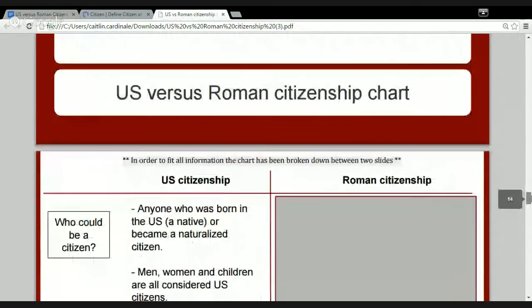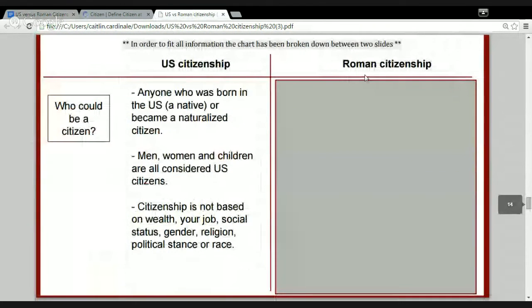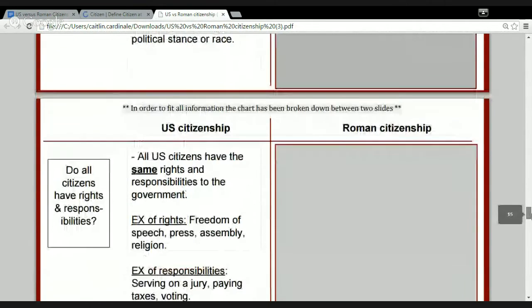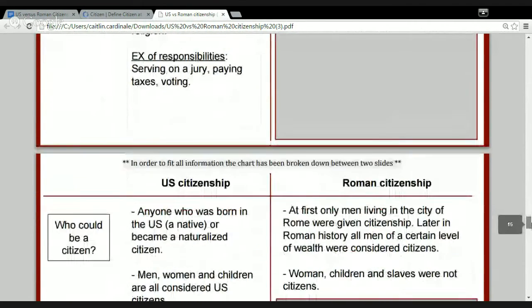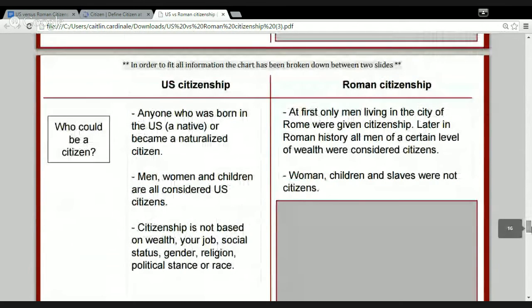So let's take a look. Here we go, this is our chart. You'll see in my presentation, I've divided it between 2 slides so it fits better and we can see easier. Now our Roman citizenship side is blank. Our U.S. side is filled in. So let's get started. In ancient Rome, only men living in the city of Rome were given citizenship at first. Later on in Roman history, all men of a certain level of wealth were considered citizens. But in contrast to the United States, women, children, and slaves were never considered citizens within the Roman Empire.